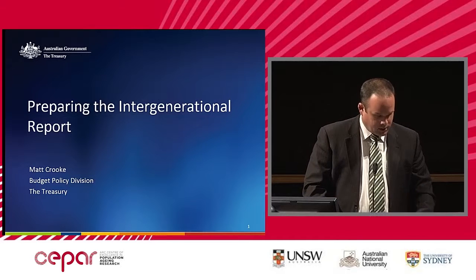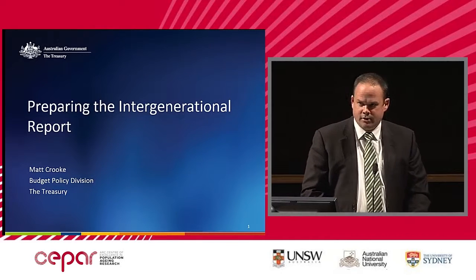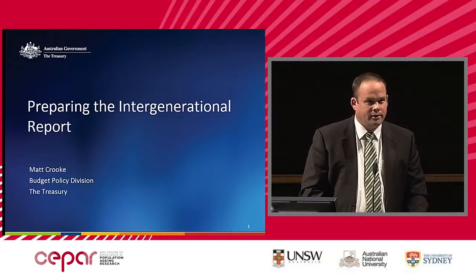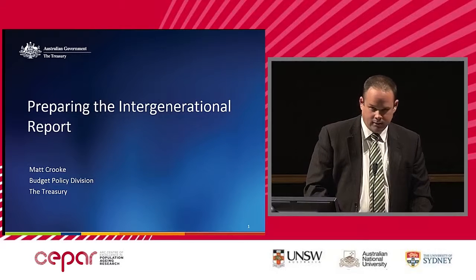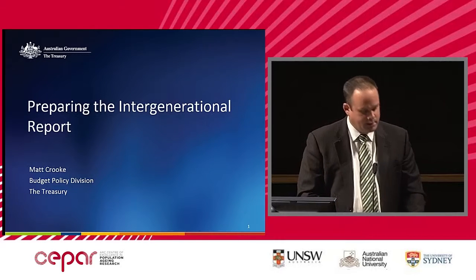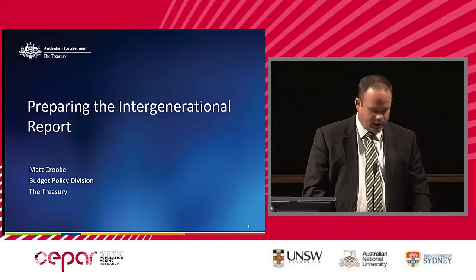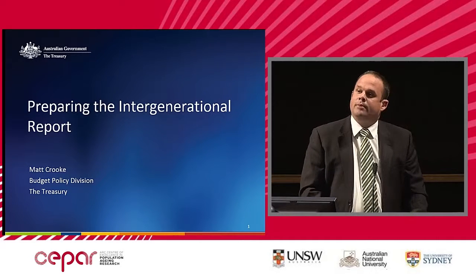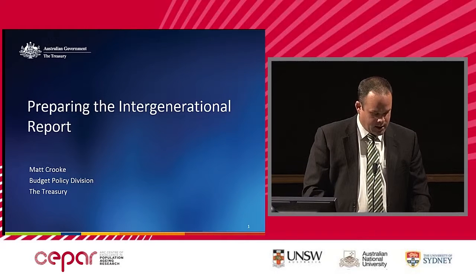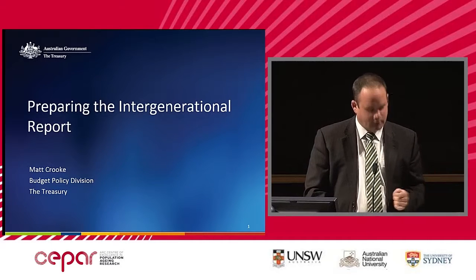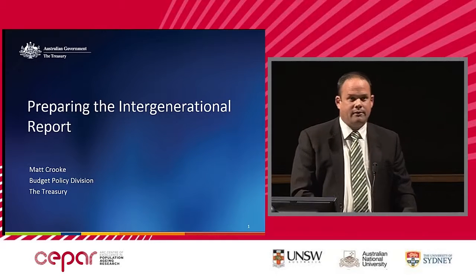So, the IGR is a requirement under the Charter of Budget Honesty Act. The Charter also deals with the substance and timing of other major fiscal statements, including the contents of the fiscal strategy that's contained in the budget and the timing and substance of the MYEFO and pre-election economic and fiscal outlooks. It's required to be produced, publicly released and tabled by the Treasurer every 5 years and to assess the long-term sustainability of current government policies looking ahead 40 years, and that's to include considering the implications of demographic change.